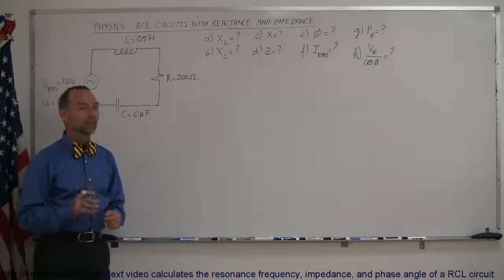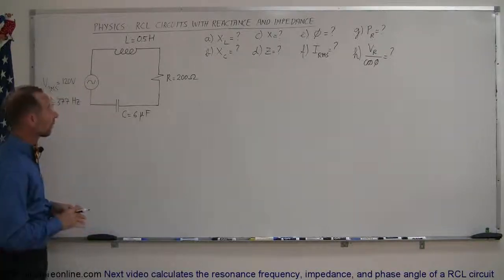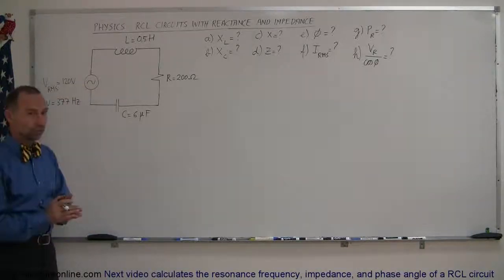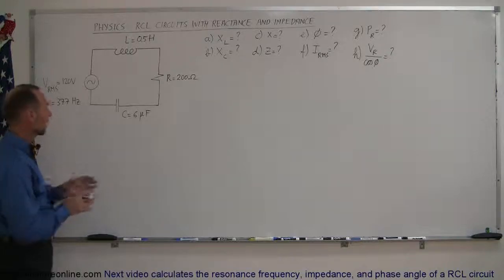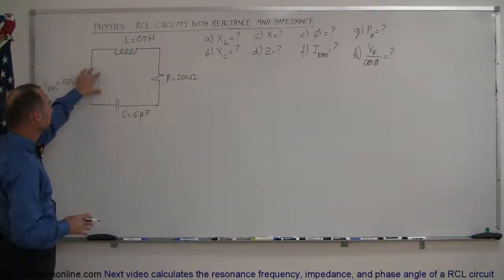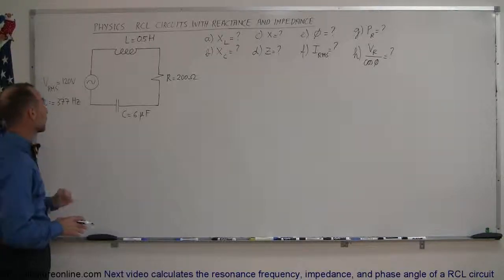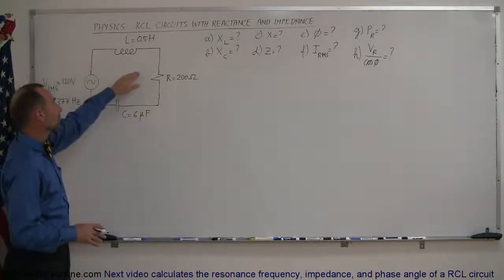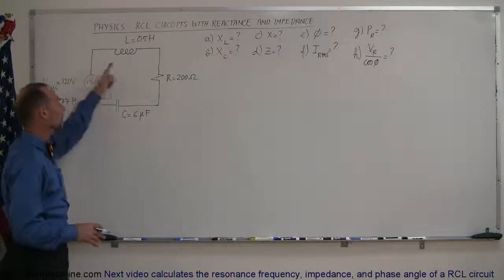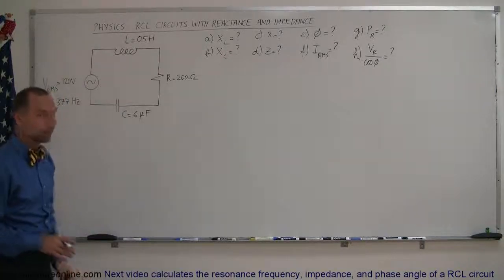Welcome to our lecture online, and here's a really interesting example of how you work with RCL circuits. So RCL circuits are circuits that have a varying voltage source. It varies according to a certain frequency. This is the radial frequency. We have an inductor, we have a resistor, and we have a capacitor, all in series in the same circuit.